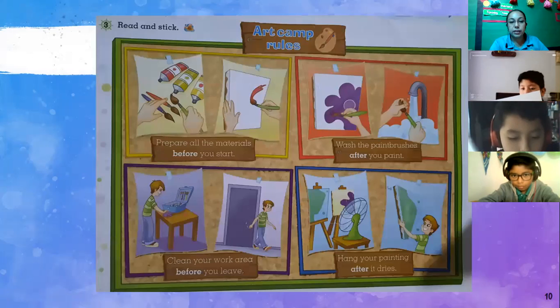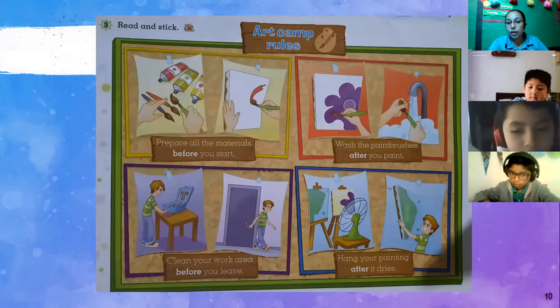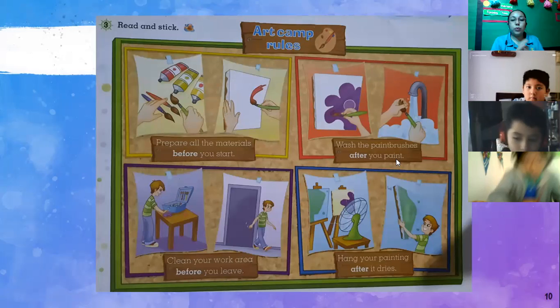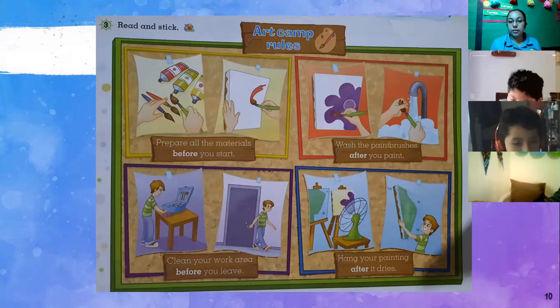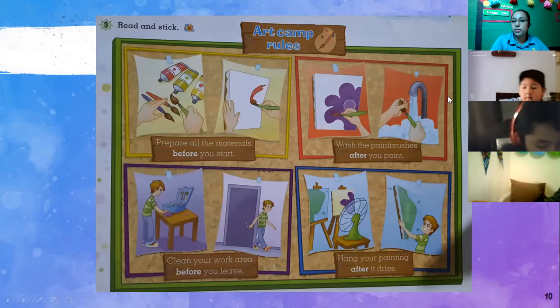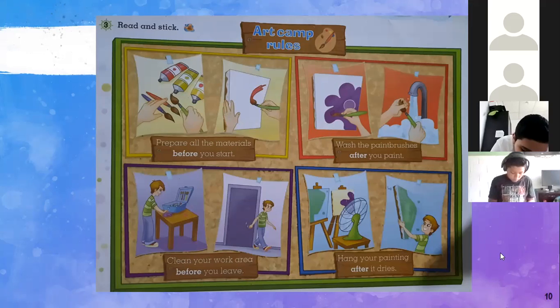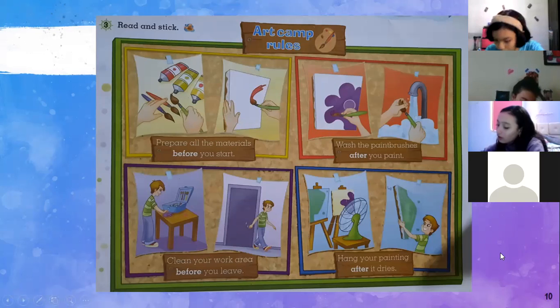You stick, please, in the correct order. The first action is prepare all your materials and then you start painting. Then in the second box, you paint and then you wash the paintbrushes. Then you clean your work area. This is the first action, and then you leave. And in number 4, you hang your painting and it dries. The first action is it dries, and the second action is hang your painting. So this one is the best order of the art camp rules. Remember, you stick the different actions in the correct order, please.